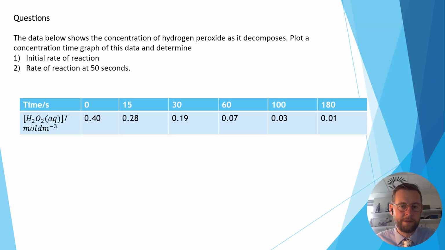So now is your chance to put everything you've learnt into action and draw a concentration time graph. You could draw it on paper, you could draw it on Desmos, but what I would like to know is what is the initial rate of reaction for this, and also what is the rate of reaction at 50 seconds. Well, I have no data point at 50 seconds, but I can interpolate between the 30 and the 60, and I can work out what the tangent is at a point at 50 seconds. That is the power of these graphs.